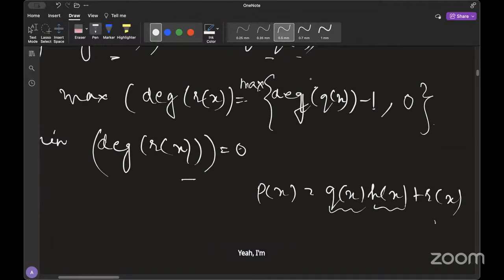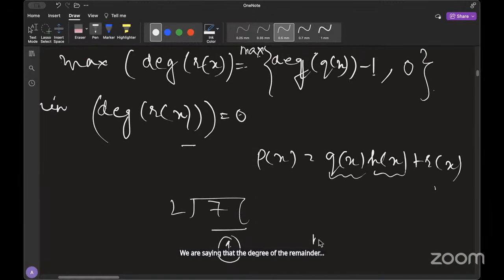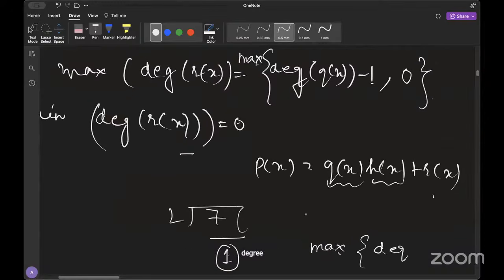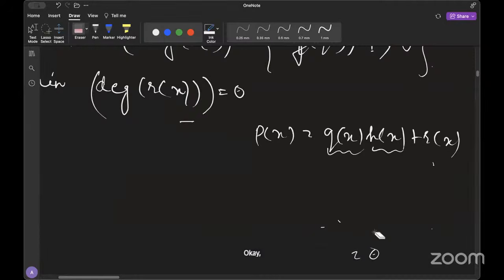Yeah, I know, like 7 and 2 both are 0 degree. If you have 7, also 0 degree, you'll have 2 here. You'll have remainder 1. We are saying that the degree of your remainder should be equal to the maximum degree your R(x) can have, which is degree of Q(x) minus 1. So your degree of Q(x) minus 1 will give you minus 1, right? And this is going to give you 0. So we have to take the maximum of these two, that will give you 0, right? Degree of your remainder is 0. Got it. Okay, ma'am.